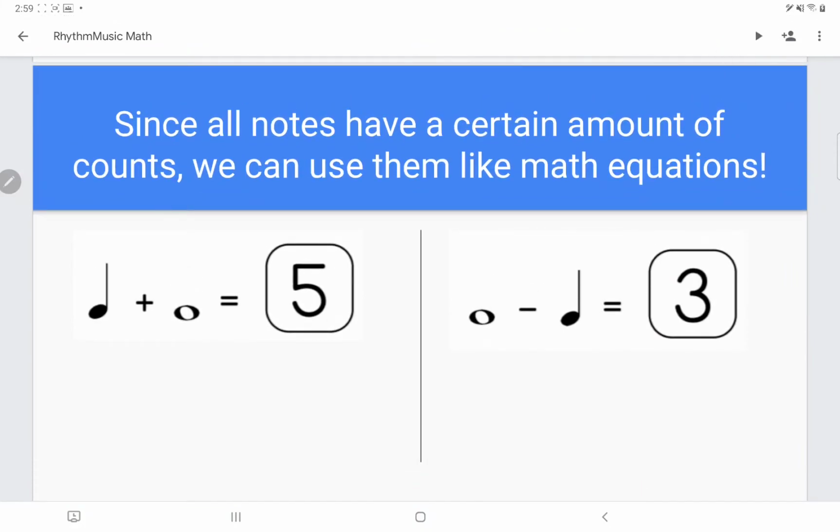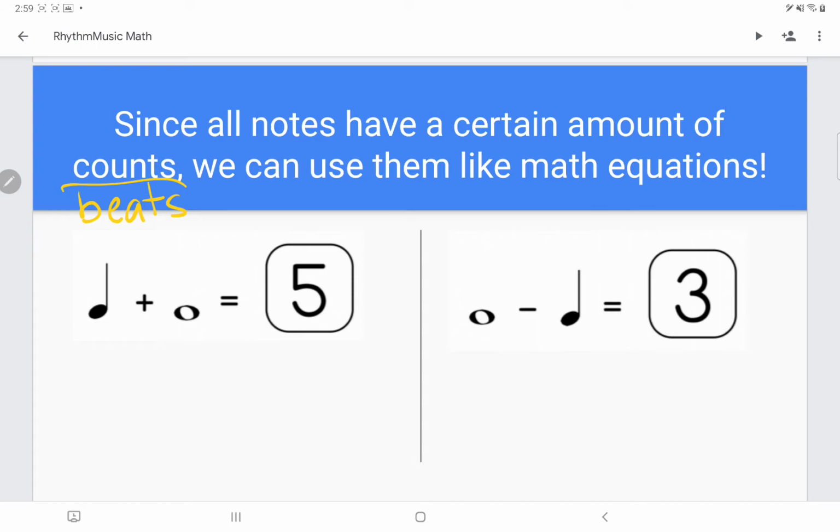So like we just learned, since all of our notes have a certain amount of counts, you guys, counts is another way to say beats. They're synonyms, they're the same word, just different ways of saying it. So since all of our notes have a certain amount of beats, we can use them like math equations. That's what I was doing in all those examples. So you don't actually have to write anything down for this slide, scholars. I'm going to make everything in red, but these are some examples of music equations.